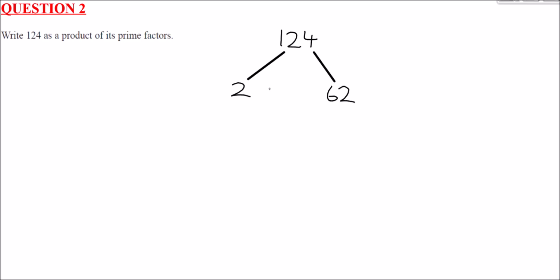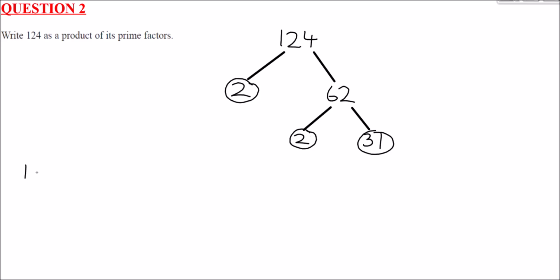Now what we need to remember is when we get a prime number, we circle it and then move on to the next one. 62 isn't prime, that's still even, so we can half that again. Half of 62 is 31. So we have 2 and 31. 2 is prime. 31, have a little think to yourself, and you should arrive at the conclusion that actually, yes, 31 is also prime. Therefore, we've got primes at the end of all these branches, so we're done.